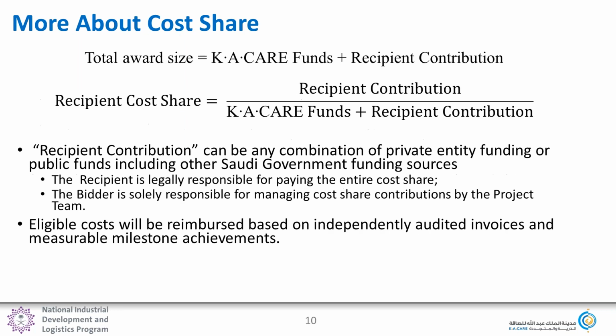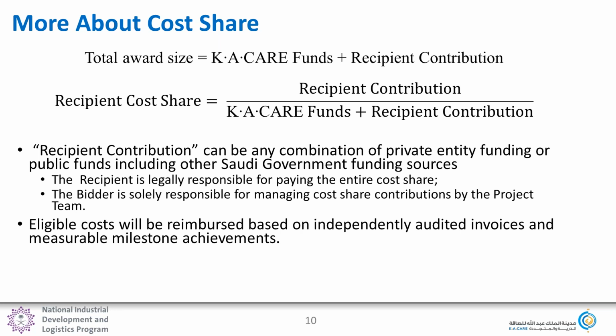So just to be very clear on the cost share requirement, I have a couple of definitions here. The recipient or the recipient team is the prime bidder and the prime bidder's team. And the total award size is the sum of KCARE's funds and the recipient's funds. And so the recipient cost share is the recipient's contribution divided by that sum, and the KCARE cost share is KCARE's contribution divided by that sum.